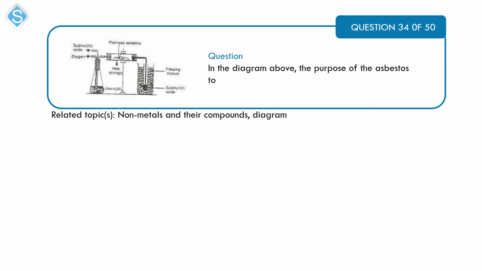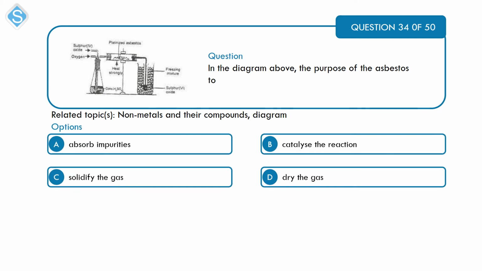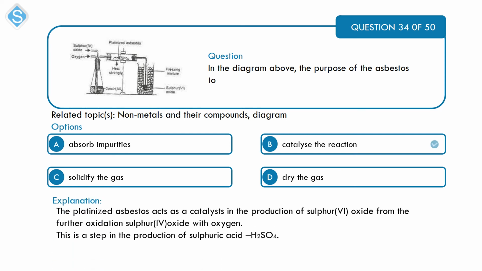Okay, says in the diagram above, the purpose of the asbestos is to A. absorb impurities, B. catalyze the reaction, C. solidify the gas, and D. dry the gas. So this is a question relating to non-metals and their compounds. B is the correct option. The platinized asbestos acts as a catalyst in the production of sulfur 6 oxide from the further oxidation of sulfur 4 oxide.